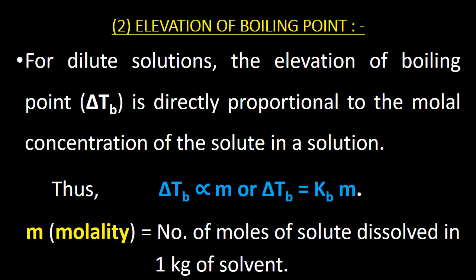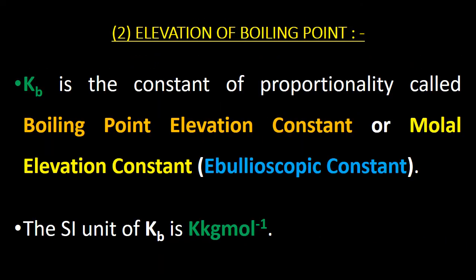Thus, delta Tb is proportional to molality, that is small m, or delta Tb is equal to Kb into m, where m is the molality, that is the number of moles of the solute dissolved in 1 kg of the solvent, and Kb is the constant of proportionality called boiling point elevation constant, or molal elevation constant, or ebullioscopic constant. The SI unit of Kb is Kelvin kg per mole.